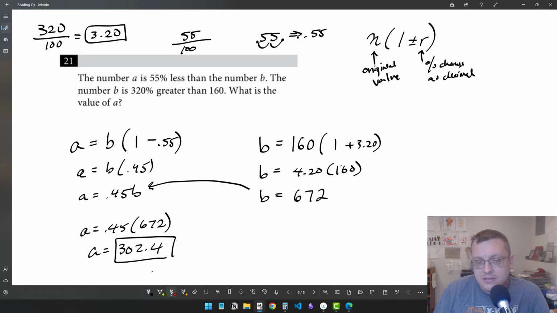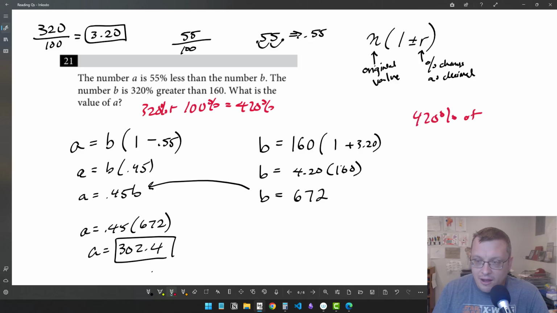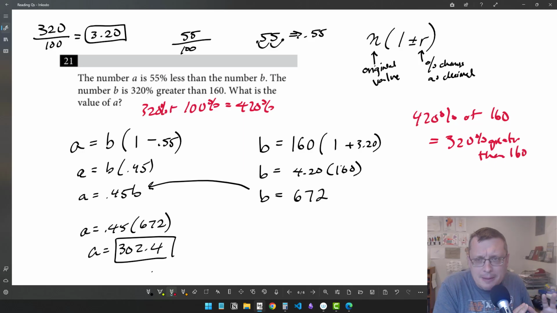Another way to think about this, these are kind of two sides of the same coin. If something is 320% greater than 160, we can think of that as taking 160, which is 100% of itself, and adding 320% of itself to the 100% of itself, to get 420% of itself. So you could also think of this equation we got here as 420% of 160. Ultimately, 420% of 160 is the exact same thing as 320% greater than 160.